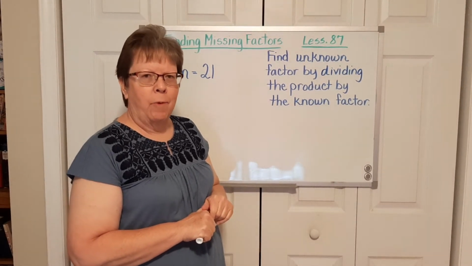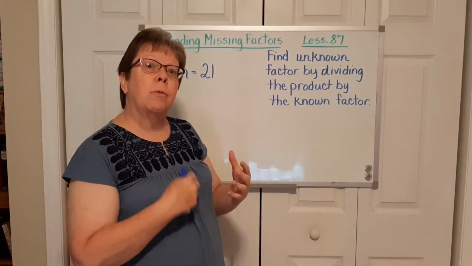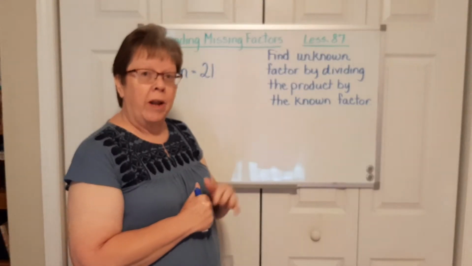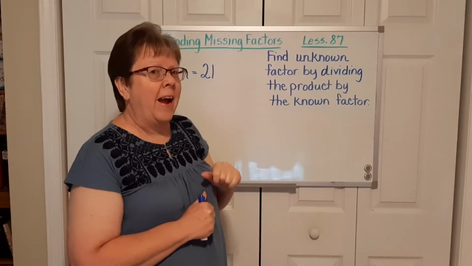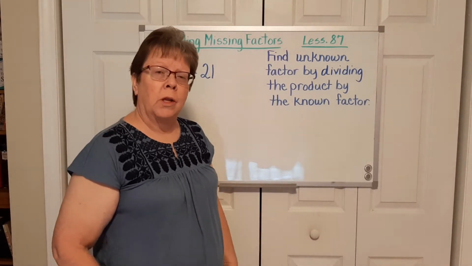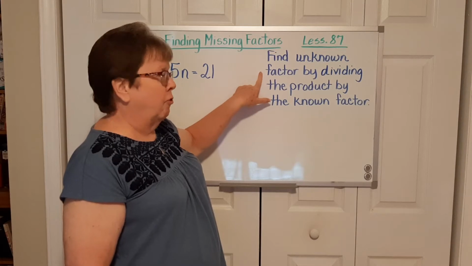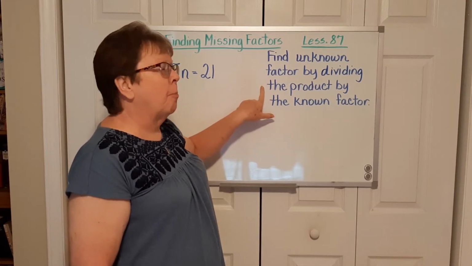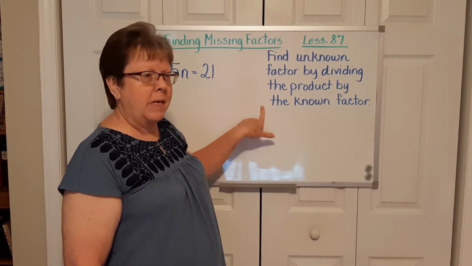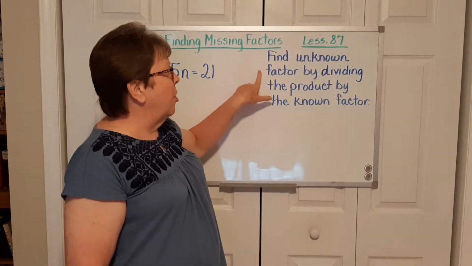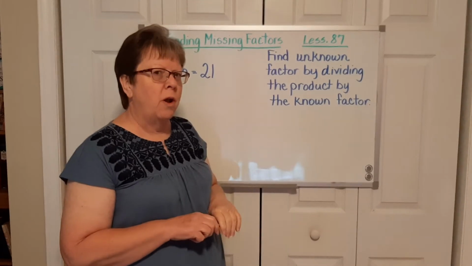There's something that you may want to write in your flip chart that may be helpful to you with this lesson, and also when you see review problems about what you're learning today. We're finding missing factors today, and here's a little guideline to help you. You find an unknown factor by dividing the product by the known factor.